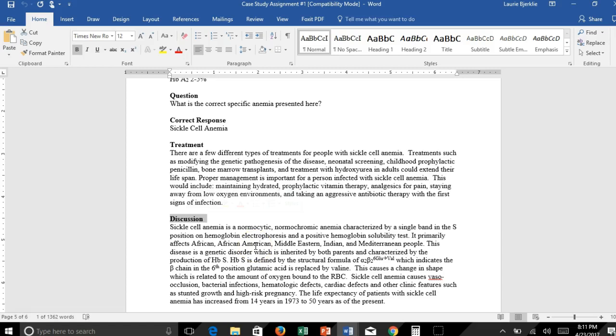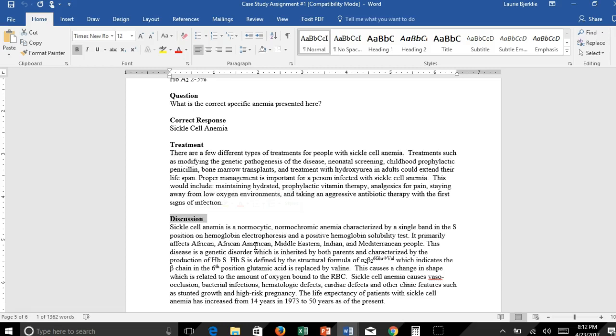It should be a healthy, thorough discussion. I don't want 2 sentences. I'm looking for a good discussion on the disease. So when we think about discussion, we should think about, okay, what are things that cause this disease? Why do people pick up this disease? Who commonly gets this disease? So what population of people does this typically affect?